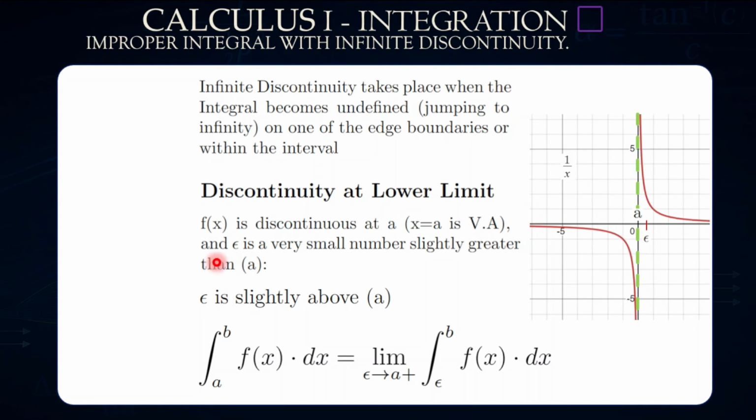So you have epsilon, which we consider a very small number, slightly greater than a in such a case. So the integral from a to b of f(x) dx, where a is the vertical asymptote and where f(x) is not defined at x equals a, is equal to the limit as epsilon goes to a plus, which is a point slightly greater than a, where you have a definition for the integral from epsilon to b of f(x) dx.